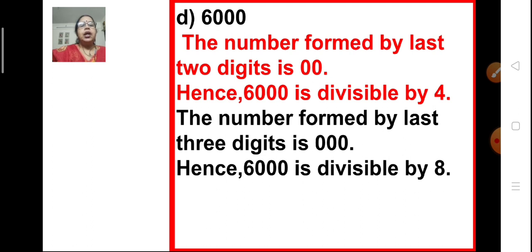Also, we should keep in mind that a number is divisible by 8 if it has zeros in its ones, tens and hundreds place. That means 3 zeros in the end. There is a reason for this, because 1000 is divisible by 8. So any number which has 3 zeros in the end is also divisible by 8. So 6,000 is divisible by 4 as well as by 8.